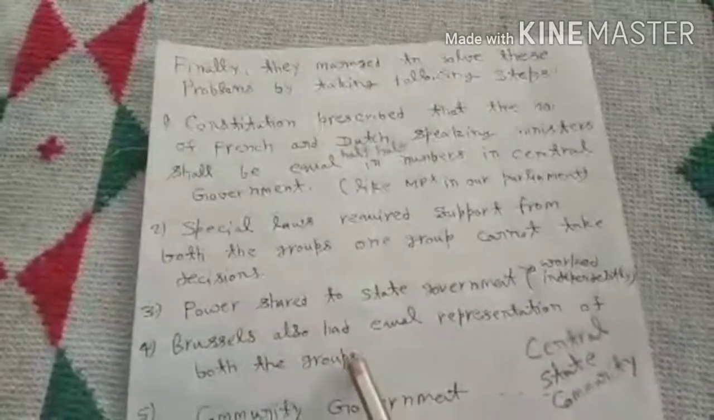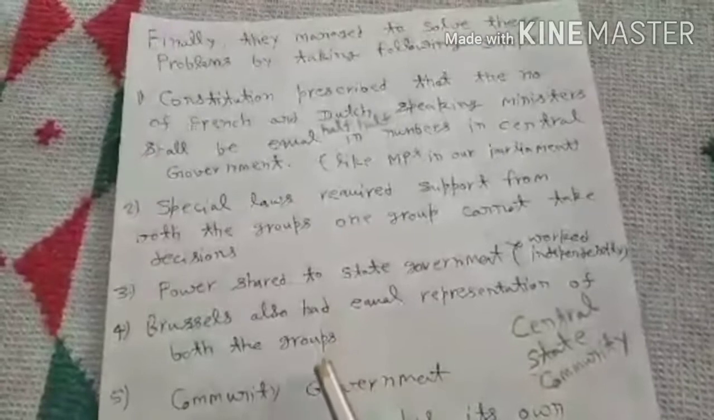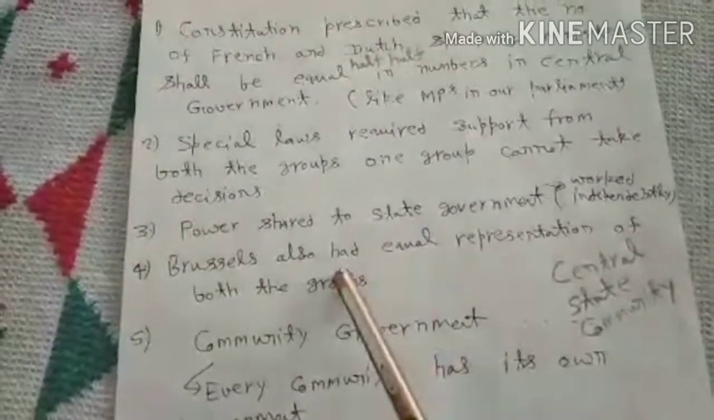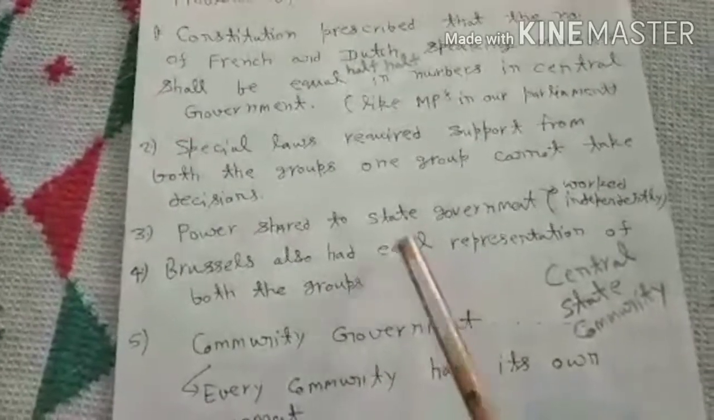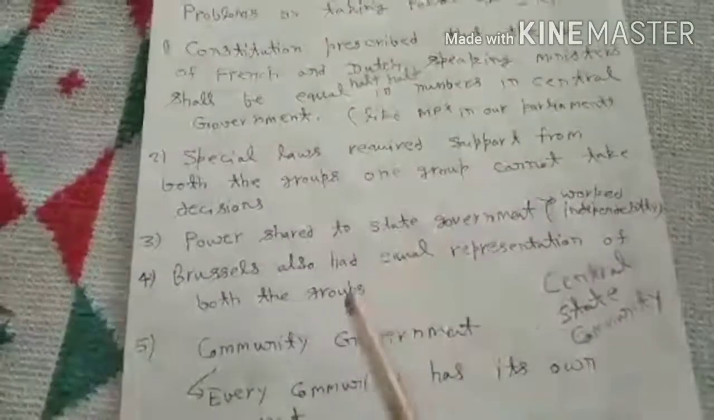Fourth, Brussels, the capital of Belgium, also has equal representation of both groups. As they accepted this system countrywide, in the capital too they adopted the same system: half Dutch, half French.